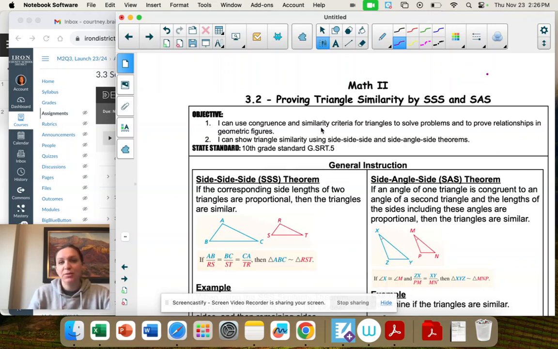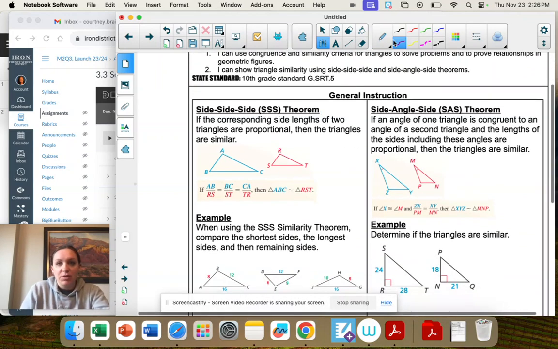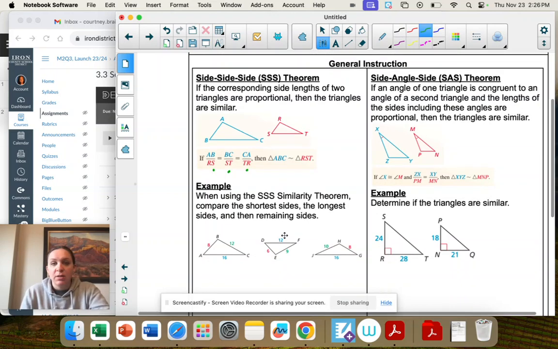Okay, 3.2, we are doing stuff we've already done before, but now we're putting a name to it. So if we're not told that two triangles are congruent or not congruent, we can compare the side ratios. And if they all equal the same thing, they all have the same scale factor, then we can say the triangles are congruent by the side theorem. So remember when we did congruent triangles, the three sides mean the triangles are similar.